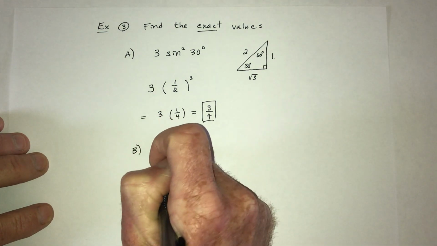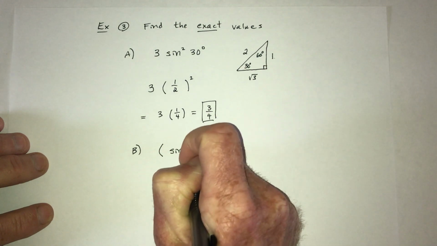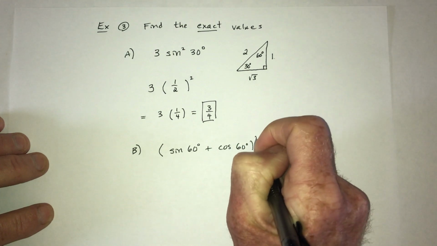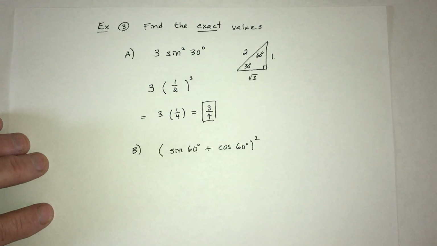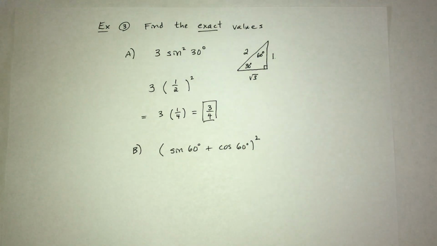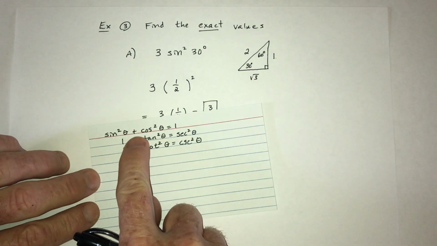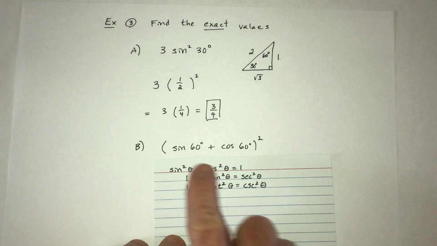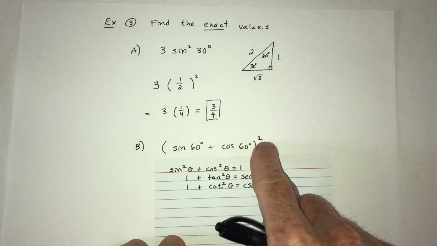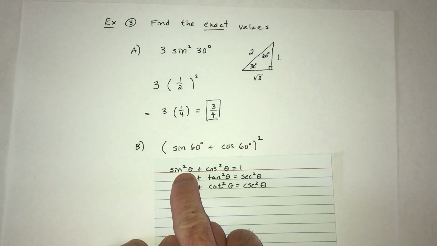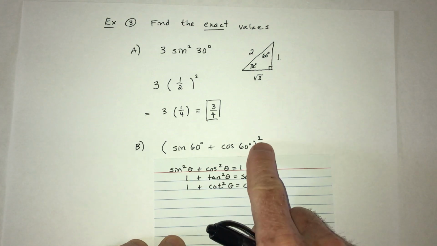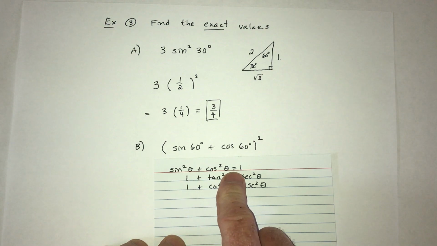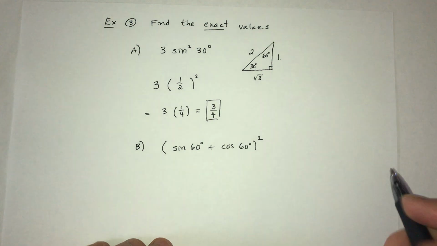Then for part B, how about sine of 60 degrees plus cosine of 60 degrees, and then square the whole thing. Now there is this identity that sine squared plus cosine squared equals 1. But this one is different because this is saying add them together first and then square. And that is different than square each one individually. So you can't just distribute the square and say that means it's sine squared plus cosine squared, the answer equals 1. Because watch, at the end, the answer is not going to equal 1.